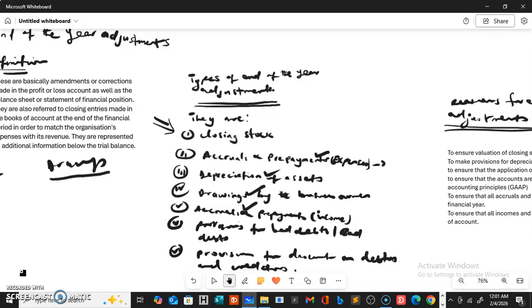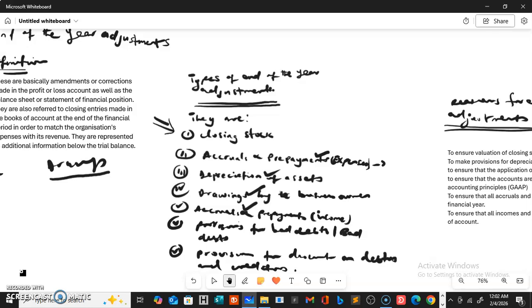So drawings occur when individuals take part of the company's items for personal use. So what we do is that we recognize this: we deduct the purchases account for goods being withdrawn, and we also deduct this from the capital account, that is, in our balance sheet or statement of financial position.